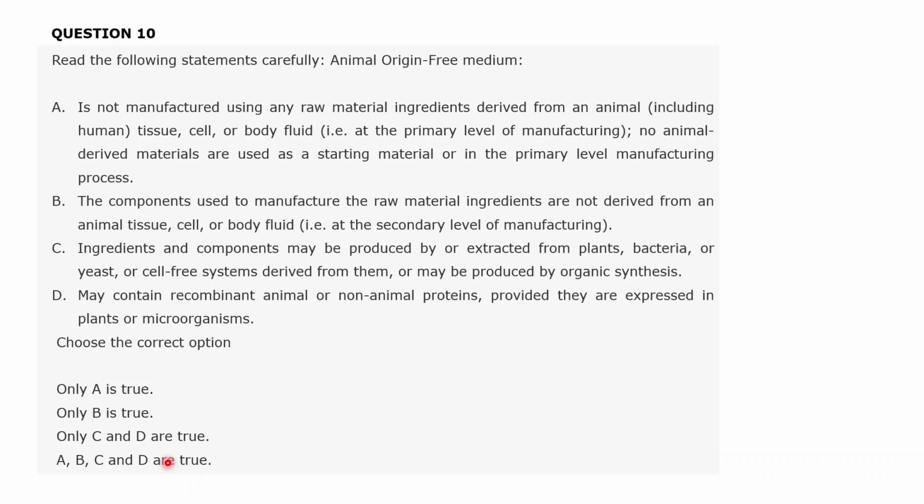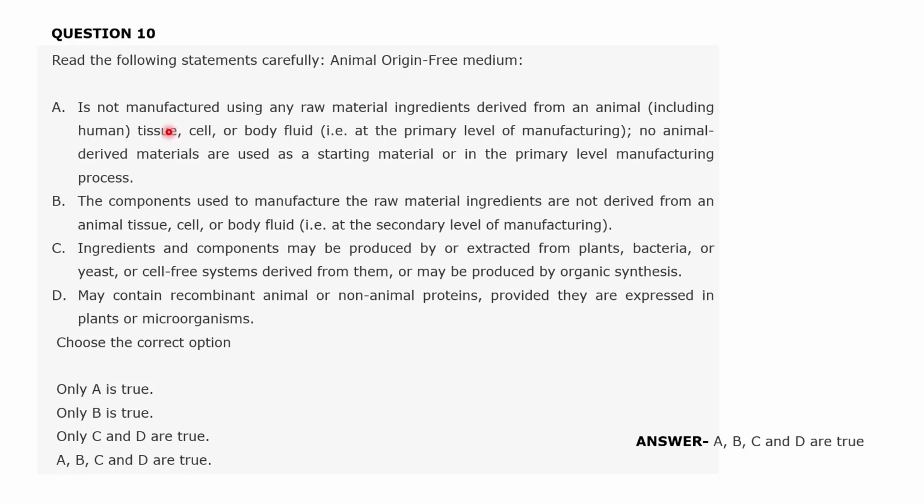Option 4, sir. Yeah, so you are right. Basically, option 4 is the right answer. All of them are true. That is, A, B, C, and D are true. If you look into animal-free media, you can see that it doesn't use any animal source.